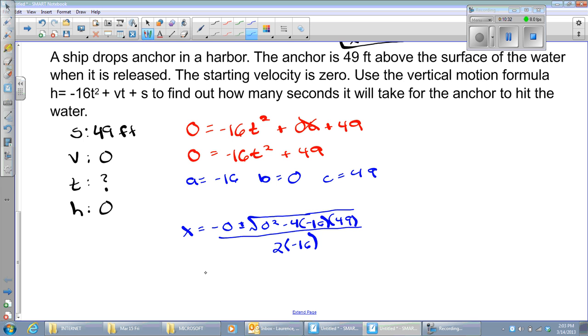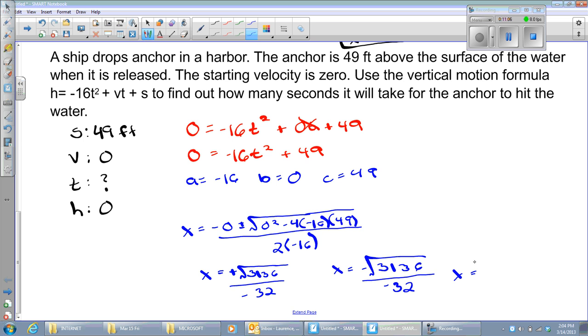Okay, so we're going to split this up into x equals plus the square root of 3,136 over negative 32, and x equals minus the square root of 3,136 over negative 32. When we solve these, x equals negative 1.75, which we know can't be a negative time, and x equals 1.75, which is our answer. So the time it takes for the anchor to hit the water from the boat is 1.75 seconds.